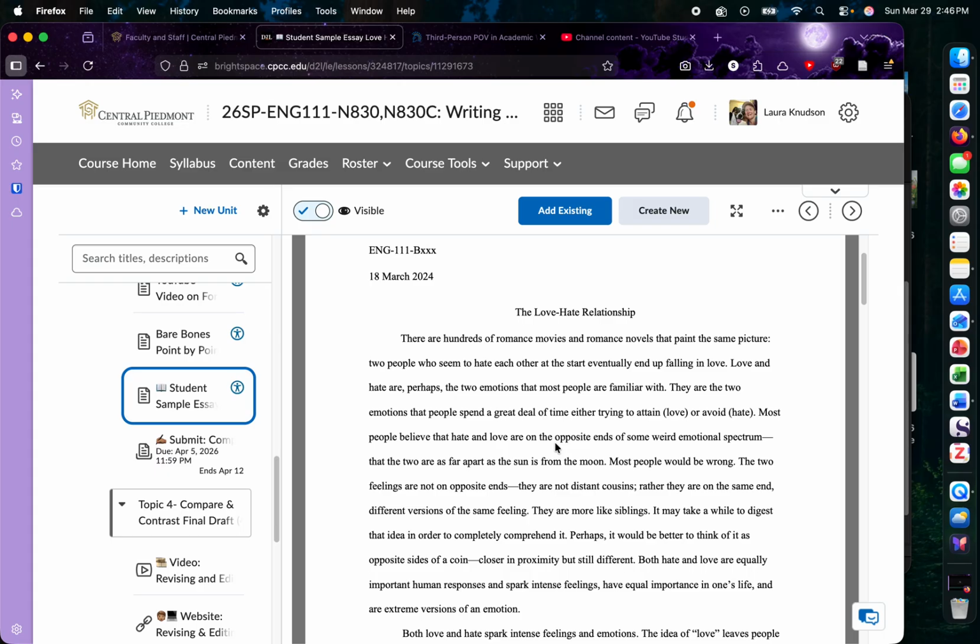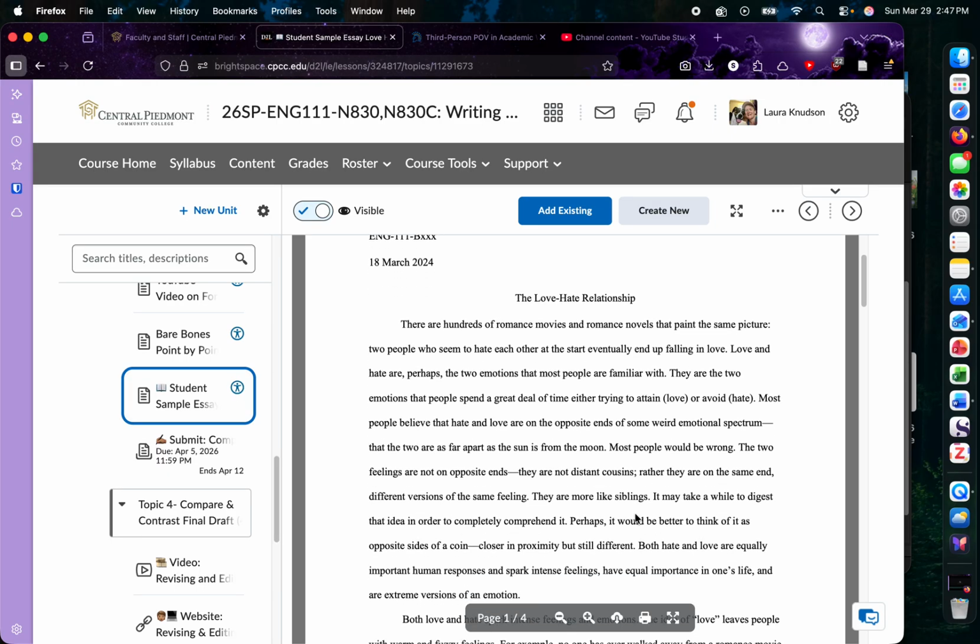I hope that you read through this thing in detail. I'm going to hit the high points, but I hope that you read it in detail. Love and hate are perhaps the two emotions that most people are familiar with. They are the two emotions that people spend a great deal of time either trying to attain, love, or avoid, hate. Most people believe that hate and love are on the opposite sides of some weird emotional spectrum, that the two are as far apart as the sun is from the moon. Most people would be wrong. The two feelings are not on opposite ends. They are not distant cousins. Rather, they are on the same end, different versions of the same feeling. They are more like siblings.